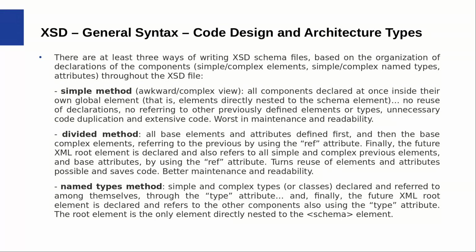You just refer to the elements and attributes already declared globally, as many times as you want, in as many complex elements as you wish to use them. So it makes the reuse of elements and attributes possible and saves a lot of code compared to the simple method, for example. And you have way better maintenance and readability of your XSD document.